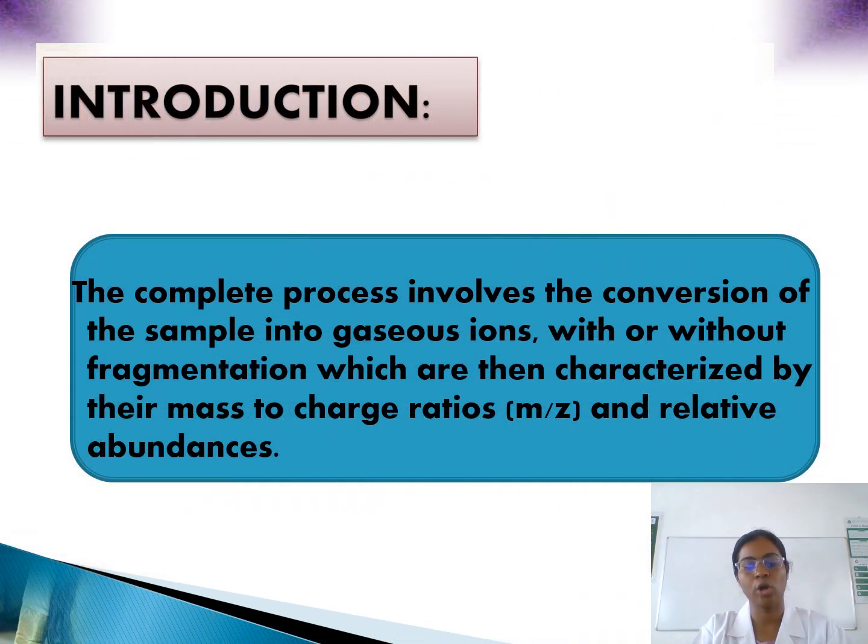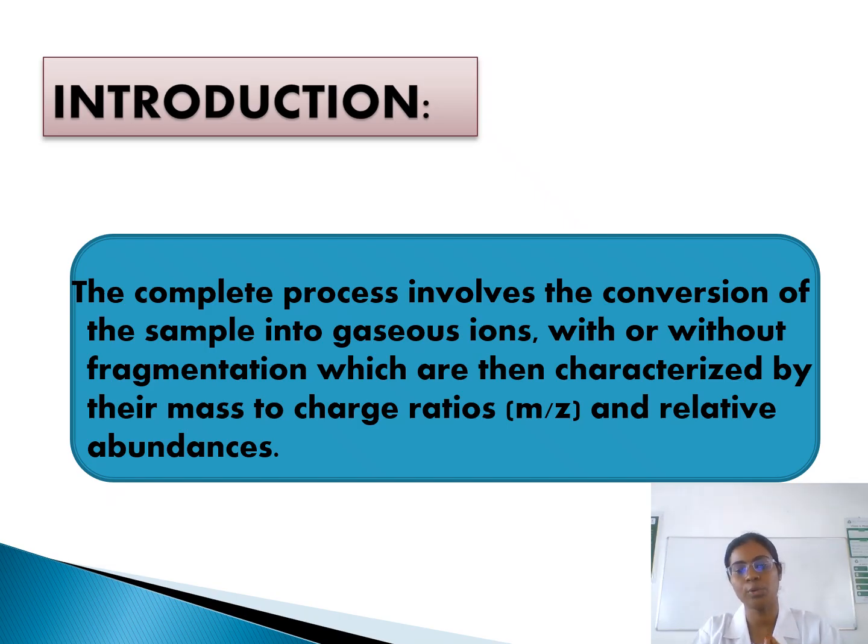So my topic is mass spectroscopy. What is mass spectroscopy? It identifies the molecular mass of a compound or unknown compound. The complete process involves the conversion of a sample into gaseous ions, with or without fragmentation, which are then characterized by the mass to charge ratio, the m/z ratio, and relative abundance.